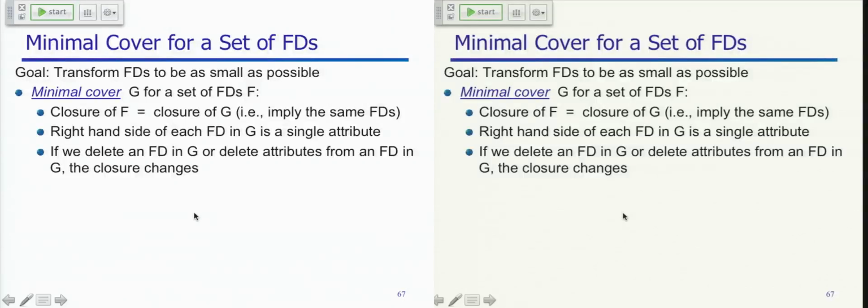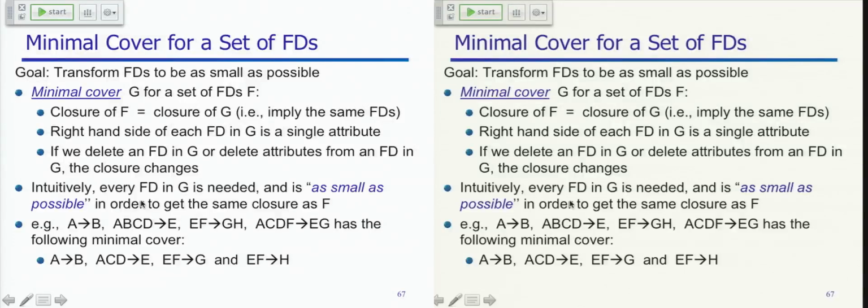Right-hand side, you want everything to be a single attribute. And you want it to be the case that if you delete a functional dependency in G, or delete an attribute from a functional dependency in G, the closure changes. That's what we mean by minimal, right? There's not a single thing that I can take out and maintain the same closure for everything. So intuitively, every functional dependency in G is as small as possible, and we get rid of all the redundant functional dependencies as well.